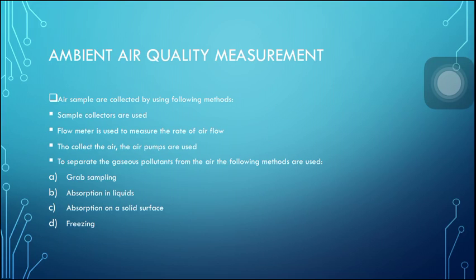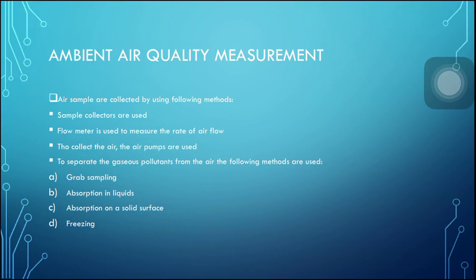To separate the gaseous pollutants from the air, the following methods are used. Number 1, grab sampling. Number 2, absorption in liquids. Number 3, absorption on a solid surface, which is also called adsorption. Fourth is freezing. To separate solid pollutants, the following methods are used: sedimentation in the dust jar, high volume filtration using a high volume sampler, tape sampler, electrostatic precipitation and thermal precipitation.